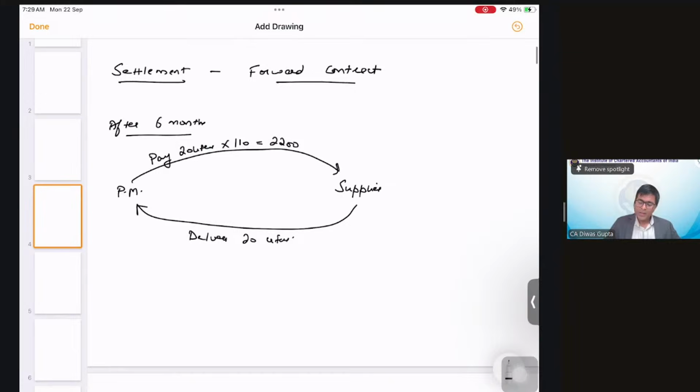Now, a basic takeaway from this discussion is that this contract was customized to the requirements of the procurement manager and supplier, right? Customized means this was over the counter. Over the counter means that we are sitting on a table. Both procurement manager and supplier are sitting on the table, and they can decide the terms and conditions according to their own choices, for which both of them can agree.